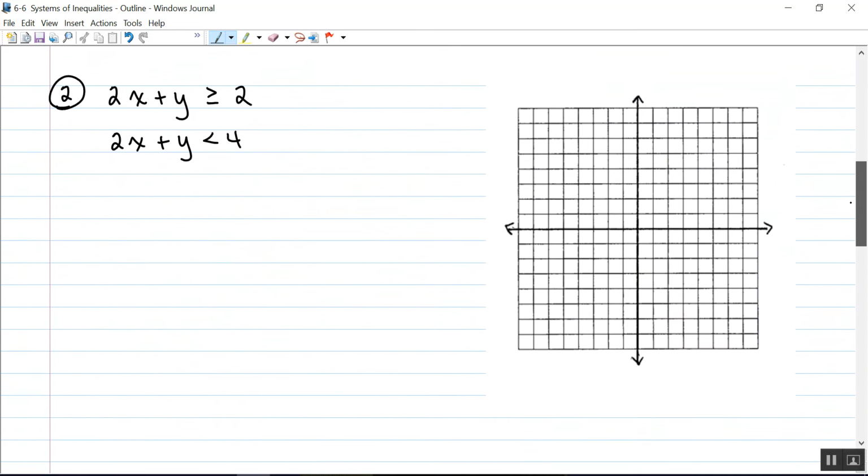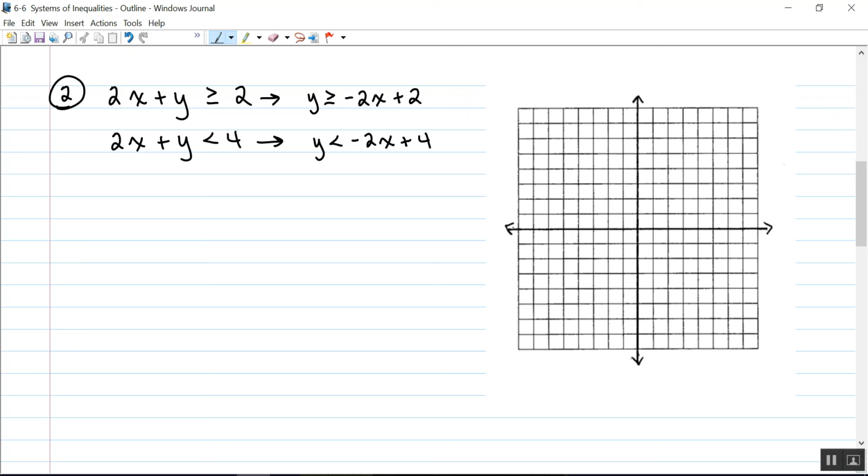Here I have 2x plus y is greater than or equal to 2, and 2x plus y is less than 4. In order to make this easier to graph, I need to write these in slope-intercept form. So this equation, subtracting 2x from both sides, is going to give me y is greater than or equal to negative 2x plus 2. And this one, subtracting 2x from both sides, is going to give me y is less than negative 2x plus 4.